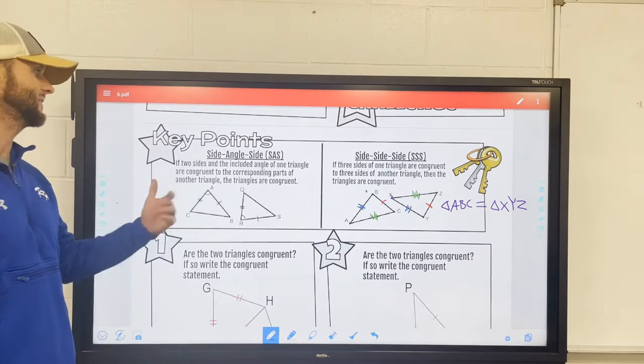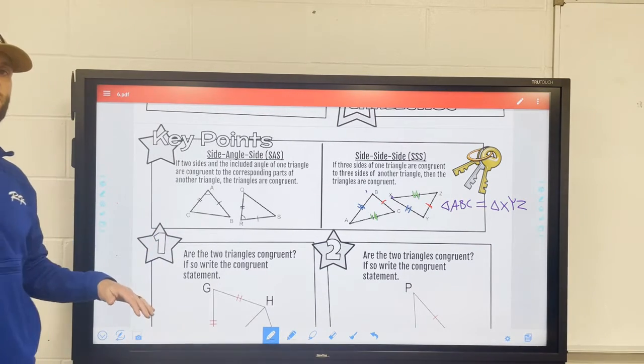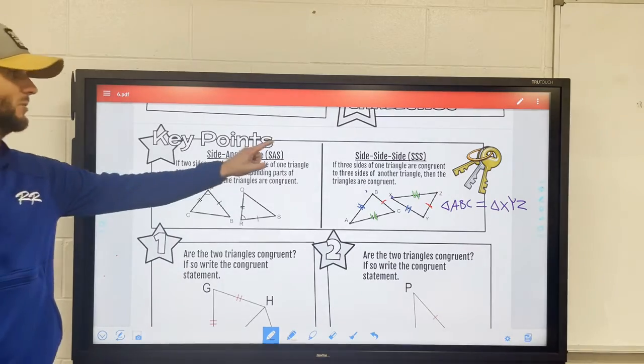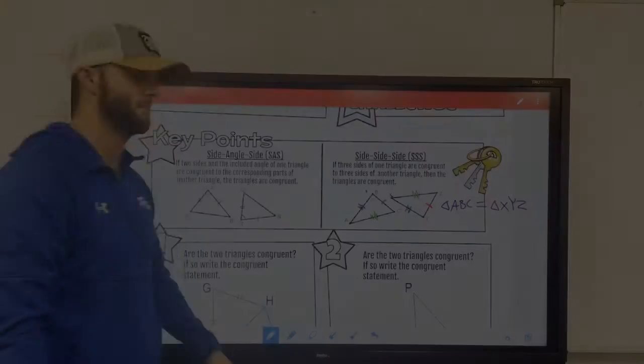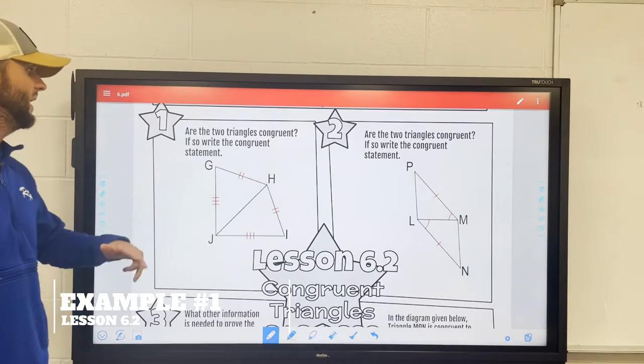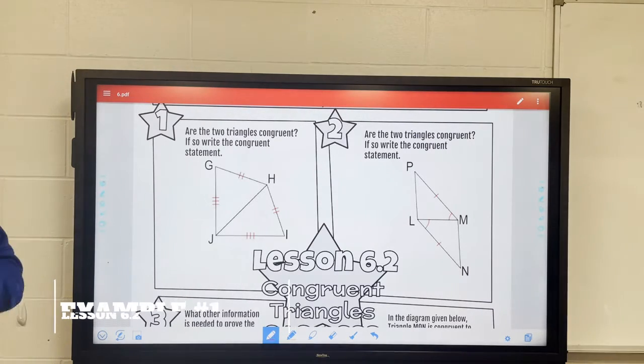Okay, so let's take this information and move on to examples, and we're going to try and determine if 2 triangles are congruent either by side angle side or side side side. All right, so on example number 1 it says, are the 2 triangles congruent? If so, we need to write the congruent statement.